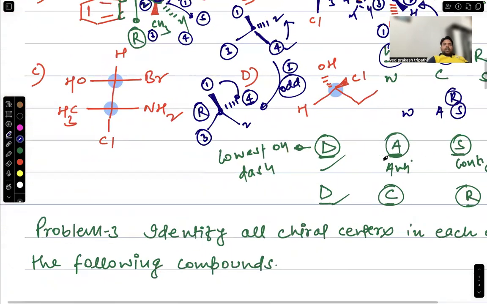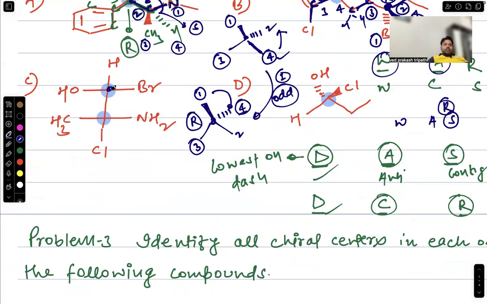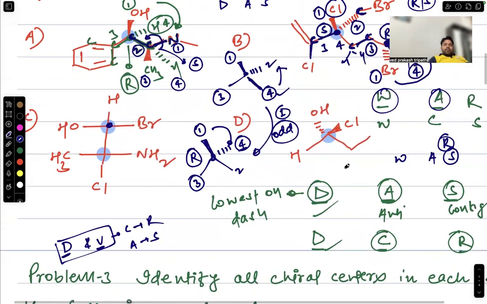Okay, let's try this Fisher projection. You know, the dash and vertical have the same rule. It means when the lowest is on dash or when the lowest is on the vertical axis, clock would be R, anti-clock would be S. Someone is saying it's only for wedge, not dash, right? Yes, when the lowest is on the wedge, then you can flip your answer. Or you can memorize the condition or you can flip.